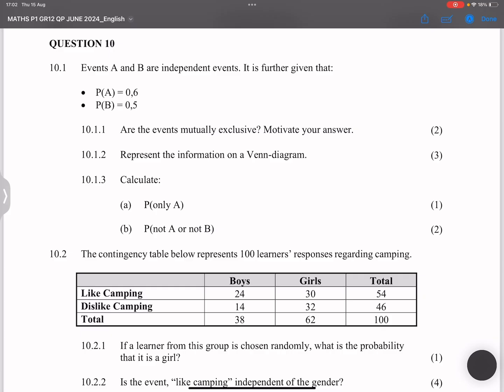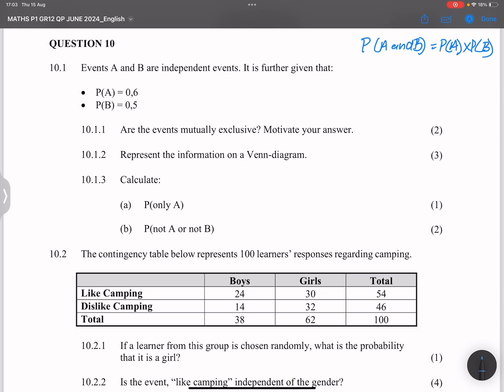And now we go on to question 10. They say events A and B are independent events. Now remember, ladies and gents, the moment that they tell us about independent events, what do we know? We know that the probability of A and B should be equal to the probability of A times the probability of B, right?